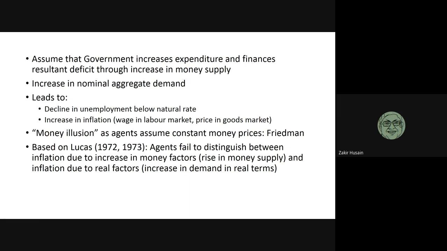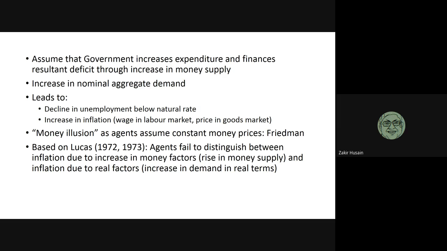Okay, now let's look into the theoretical part, and then we are going to illustrate with the help of an example. Assume that the government increases expenditure, so G goes up, there's a budget deficit, and this deficit is covered by an expansionary monetary policy. So if the money supply and G go up, you're going to have an increase in the nominal aggregate demand.